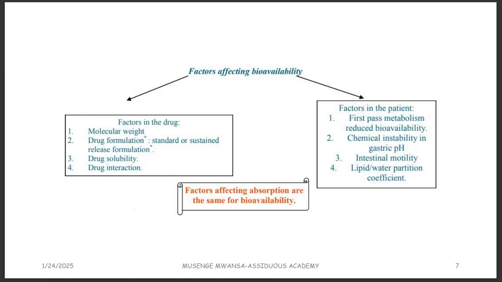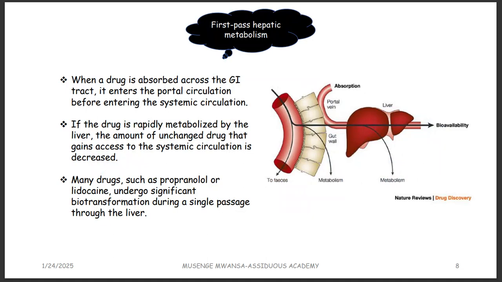Intestinal motility. Let's say, for example, you take a drug and quickly you go to the toilet. It will be removed from the body, so it will not reach the blood. And then the lipid or water partition coefficient. Factors affecting absorption are the same as the factors that affect bioavailability. So these are the same ones that we discussed.